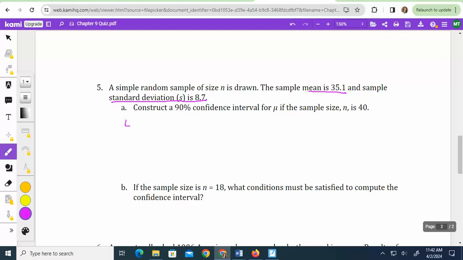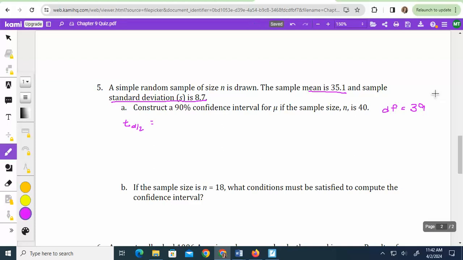So with this, if you're looking at your formula, we have a T alpha over 2 that we have to find. So we're looking at 0.05. Now when you go to that T table, it asks for degrees of freedom. How many degrees of freedom do we have? It's always n minus 1. So that would be 39 degrees of freedom.